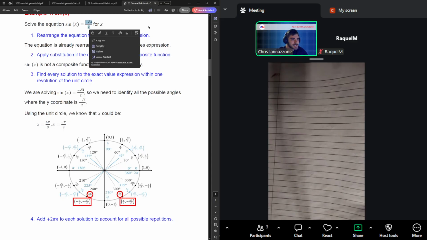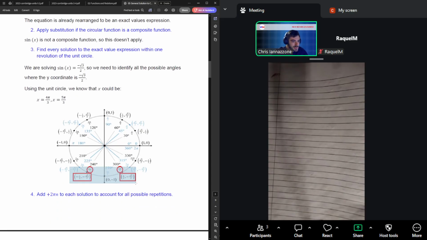So, where does sine equal negative root 3 over 2? Well, that's going to be there and there because the y values are negative root 3 on 2. And that's going to give you your two solutions there.